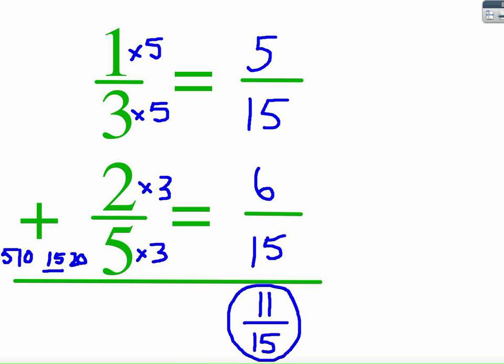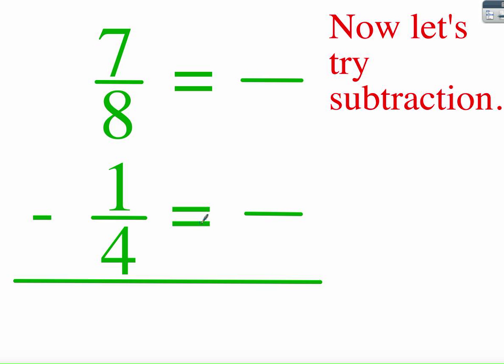Let's try another one. Here's a subtraction problem. I have an 8 and a 4. I can't subtract it yet because my denominators aren't the same. That means common denominators. So I take the biggest one, and I'm going to count by 8s: 8, 16, 24, and 32. Then I look at my other one and ask, which one of those, the smallest one, can 4 go into? Well, it looks like 8. So we're going to make these both into 8ths.